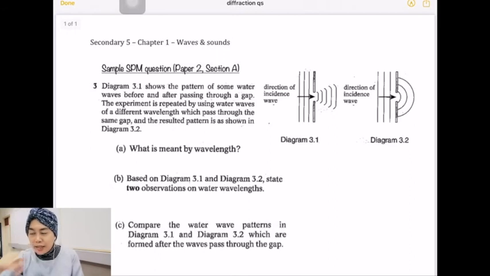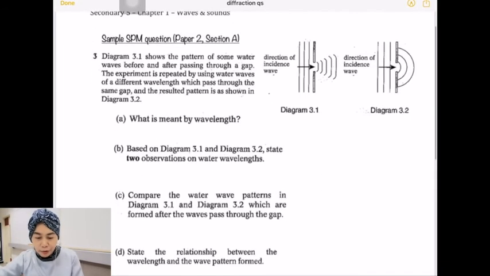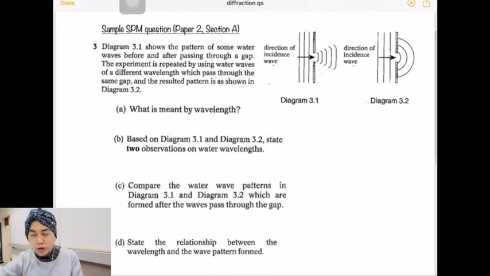The last thing that we're going to be looking at today is a sample SPM question. This is from paper 2 section A. They give you a picture, diagram 3.1 and 3.2, and then there are a few questions over here. So what you can do is pause the video, try out the question, and come back later for the answer.